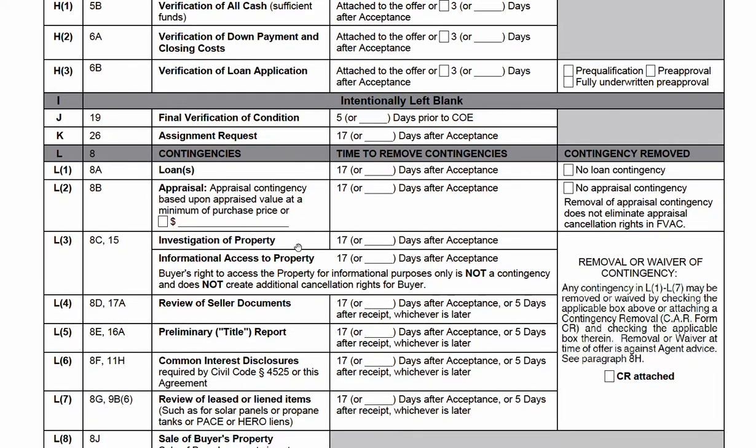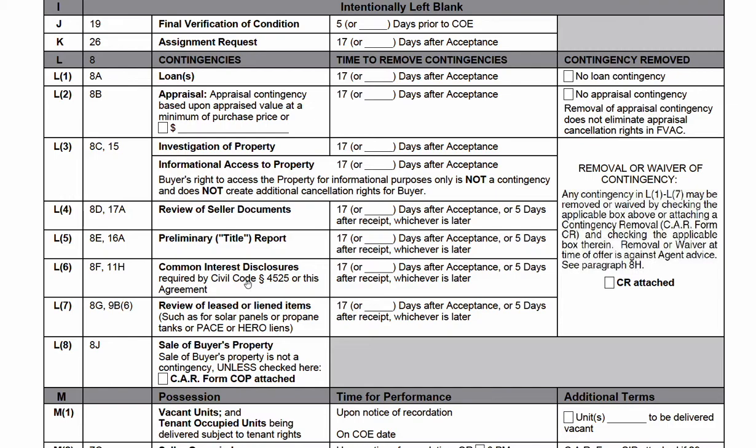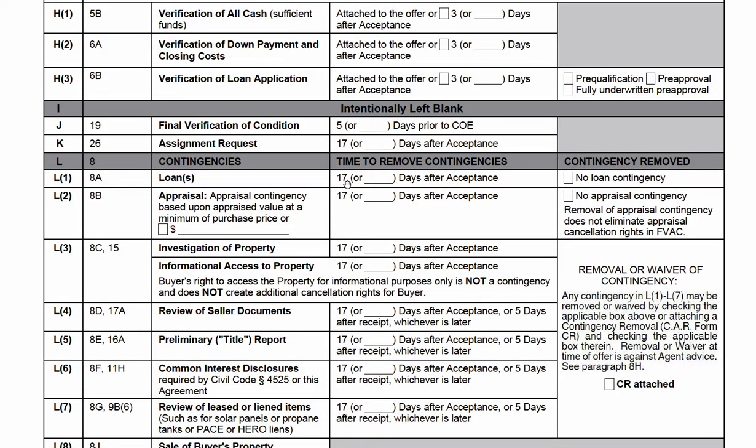All right. Contingencies in this section L. 17 days for loan or no loan contingency. Check that if it's a cash offer. Appraisal, 17 days, or check it if there's no appraisal involved. Don't waive this if you have a loan. Sometimes people do, but it's crazy. And if you need more time, you can write it in right here.